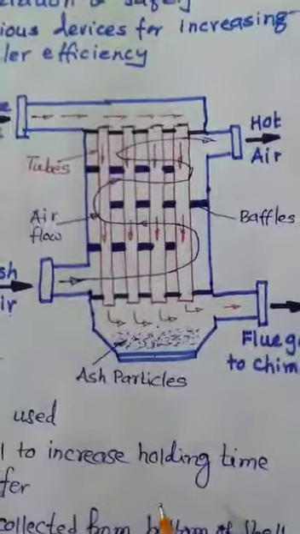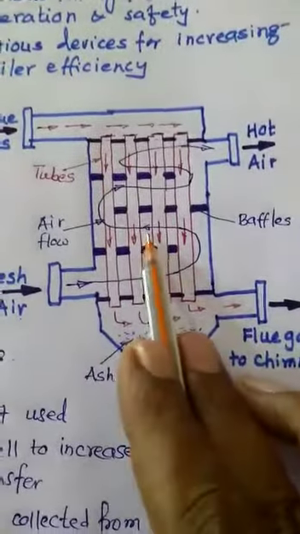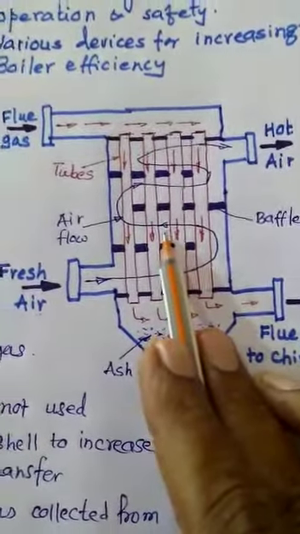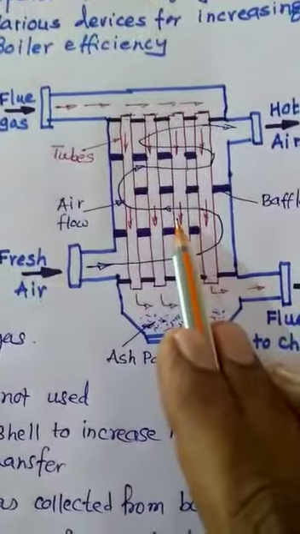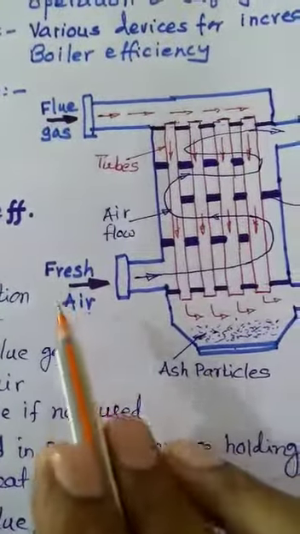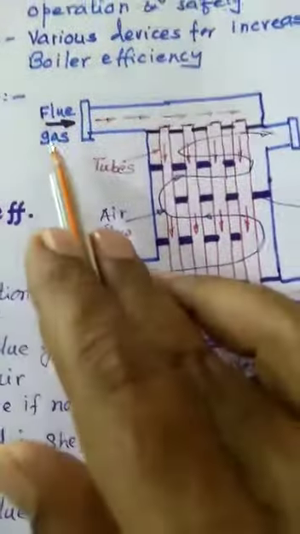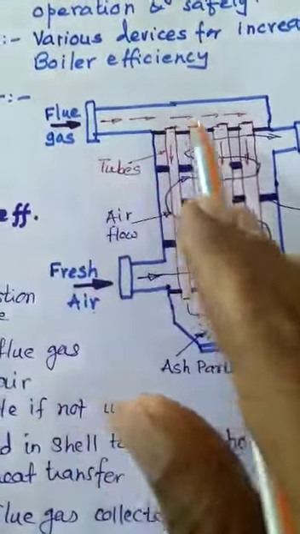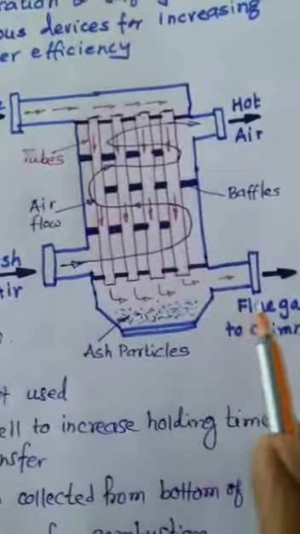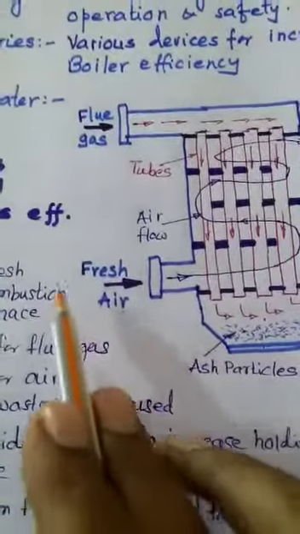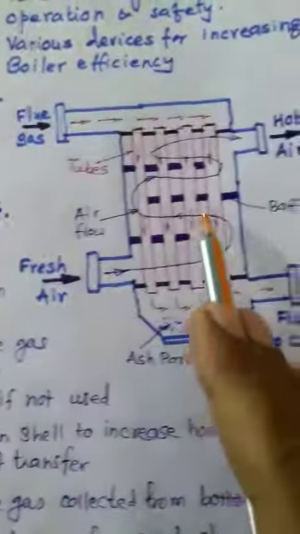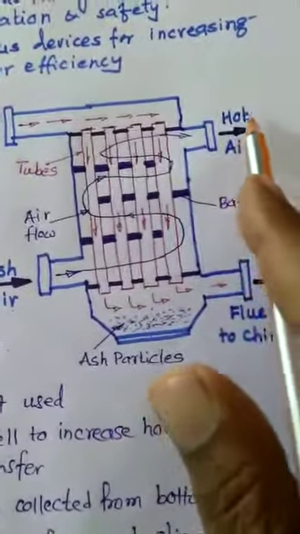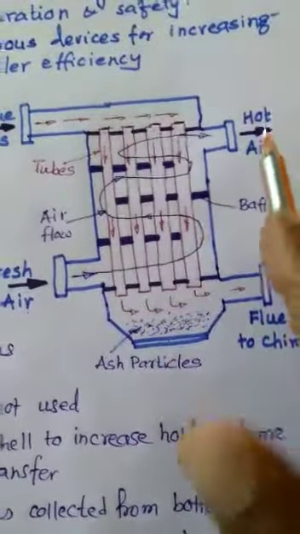So friends, in this way we can study the air preheater. It is one kind of heat exchanger. Heat exchange takes place between the fresh air and the flue gas. Flue gas enters from the top and leaves from the bottom. Air enters from the bottom and leaves from the top. This hot air is our output.